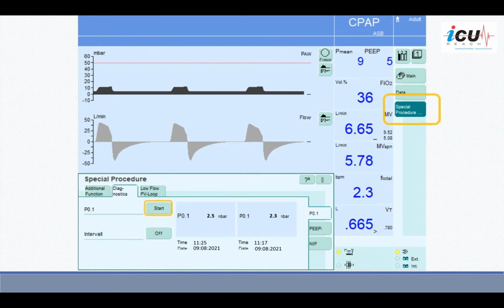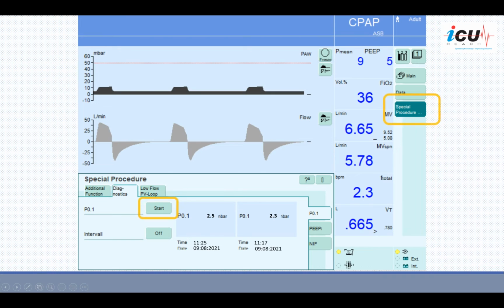So let's take some examples and look at how we can measure this pressure on the ventilator. Of course, it's different from one ventilator to another. If we take a look at the Dräger ventilator, you need to go to special procedures. If you click on this, it will open a window like this. You can see that it has 3 tabs. You need to click on diagnostics, and then you can see that you have the P0.1 here. You need to click on start.